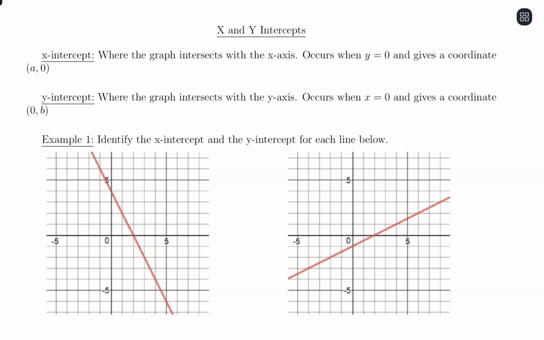So let's talk about how our x and y intercepts relate to our linear functions. The x-intercept is where our graph intersects the x-axis, and it's where y is equal to 0. So our coordinate is some x-coordinate with a y-coordinate of 0. The y-intercept is where the graph intersects the y-axis, so that's going to be where x is equal to 0, and it gives us the coordinate 0 with some y-coordinate, which we typically denote with b.